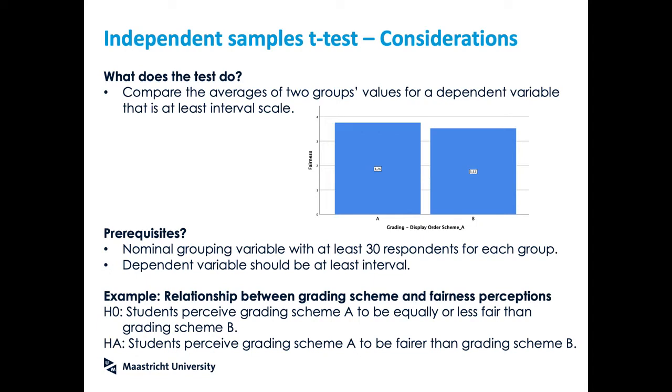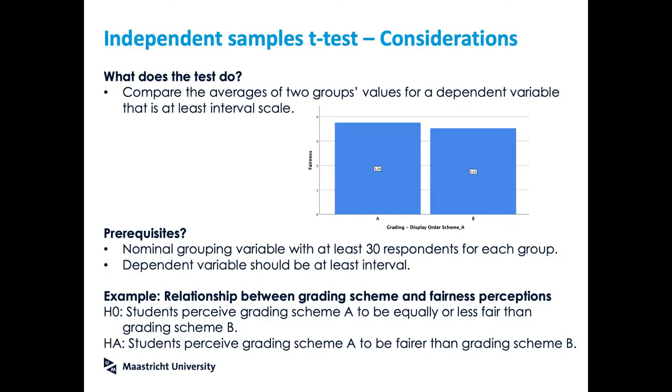So as shown here, I've already plotted this. You can see the fairness ratings provided for the different grading schemes, and what the independent samples t-test allows you to do is to compare whether that average score of 3.76 for scheme A is significantly higher than the perceived fairness of 3.52 obtained for grading scheme B.